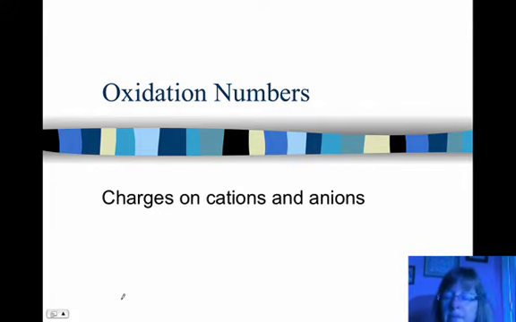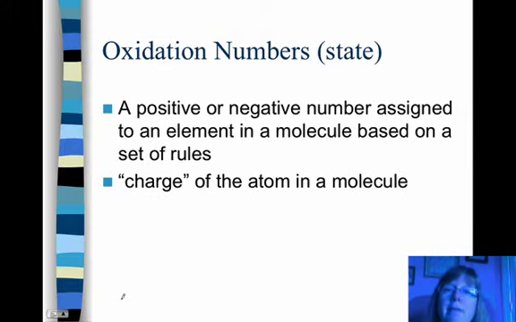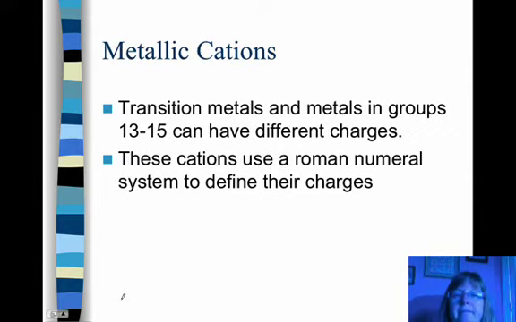All right, so first of all, what is an oxidation number? Sometimes people call them oxidation states as well. Well, it's going to be a positive or a negative number that we're going to assign to an element that is in a molecule, and it's going to be based on a set of rules that we're going to look at in a minute. You can think of an oxidation number as the charge on the element.